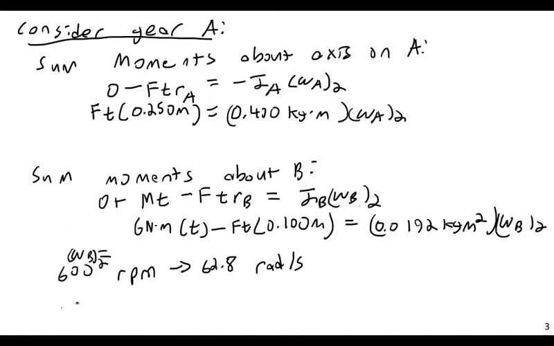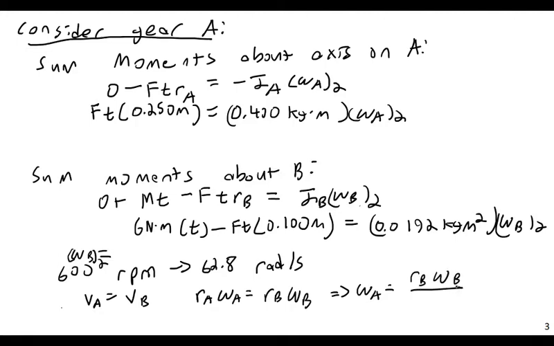Well, think about this. I know that basically VA is equal to VB, is it not? At the point of contact, the linear velocity of A must be equal to the linear velocity of B, and I know that RA omega A is equal to RB omega B, because the linear velocity is just equal to the angular velocity times the radius, and that leads us to omega A being equal to RB omega B divided by RA.